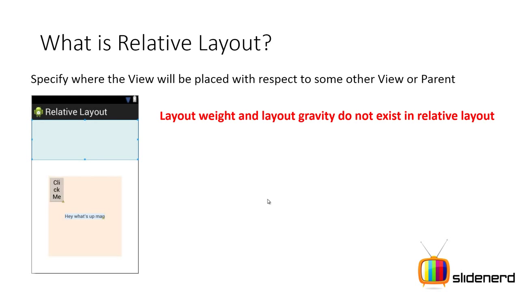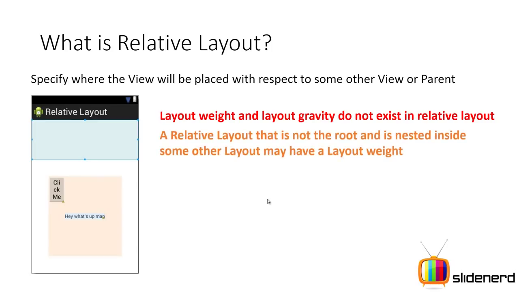So there are some things that you guys should remember. First of all, layout weight and layout gravity do not exist in a relative layout, but if a relative layout is not the root, that is, you have a linear layout as the root and the relative layout is inside that linear layout, then it may have a layout weight. This is very important. Remember that you don't need a layout gravity in this because you're given full customization of where you want to place your view on the screen, right?